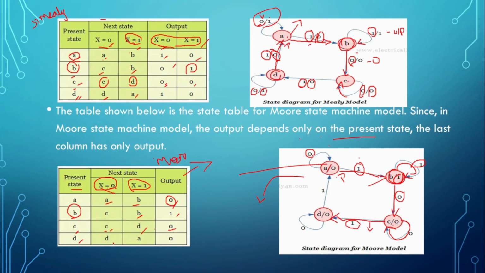And the last present state is D. In D, when you give input as 0, you will have the next state D itself. So you will write D here. If we give input as 1, the next state of D is A. The arrow mark is mentioned here, no? So you need to write A here. And to find out the output, see inside the circle. In this circle, D by 0. So this 0 will be the output of state D. So you need to write 0 here.